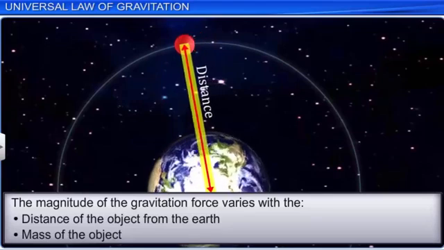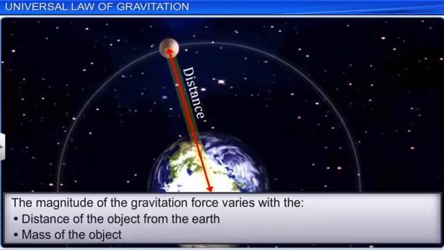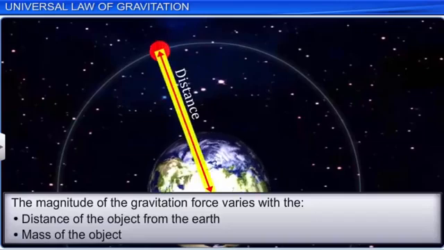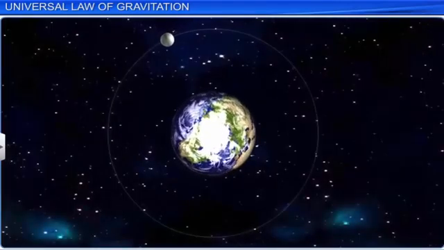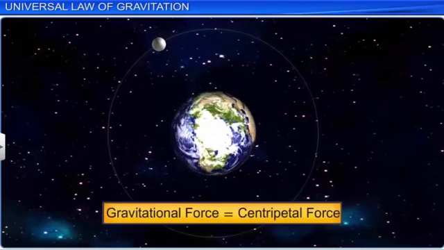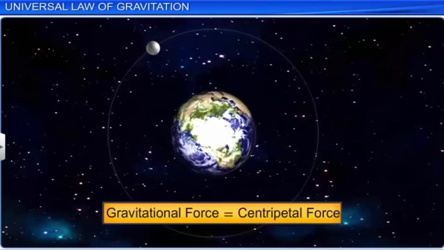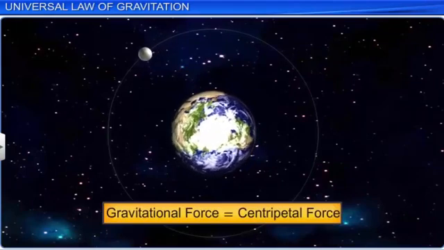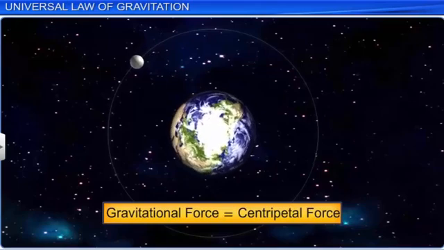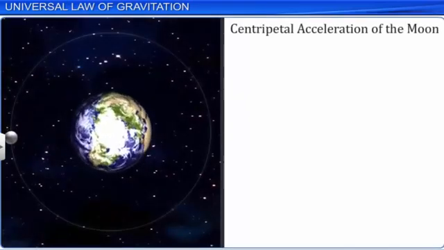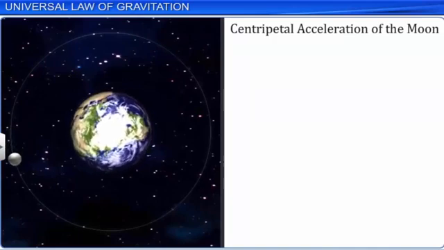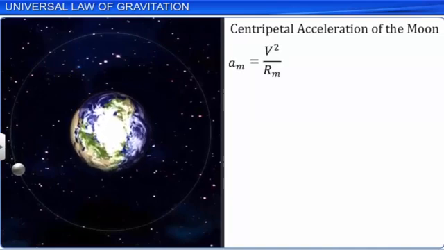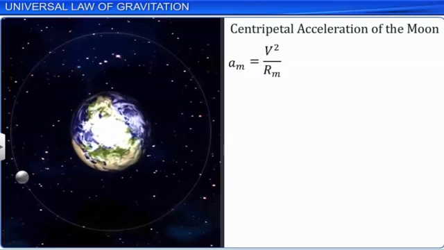According to Newton, the moon revolving around the earth has a centripetal force, which is due to the Earth's gravitational force. The centripetal acceleration of the Moon is given by the expression a_m equal to v square by r_m, where v is the speed of the Moon in its orbit and r_m is the distance between the Moon and the Earth.